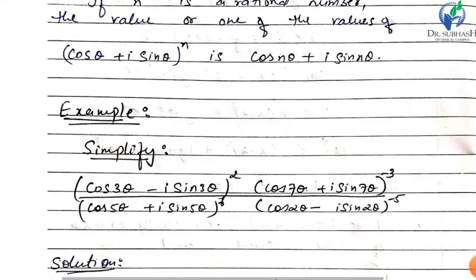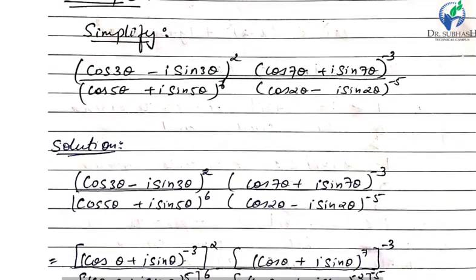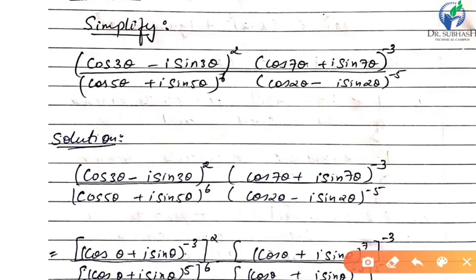Now let us take one example on De Moivre's formula. The question is, simplify (cos 3 theta minus i sin 3 theta)^2 into (cos 7 theta plus i sin 7 theta)^-3 upon (cos 5 theta plus i sin 5 theta)^6 into (cos 2 theta minus i sin 2 theta)^-5. This is our given equation.